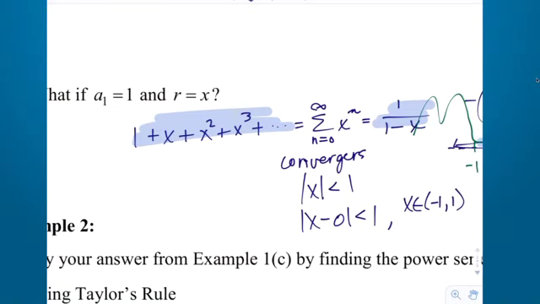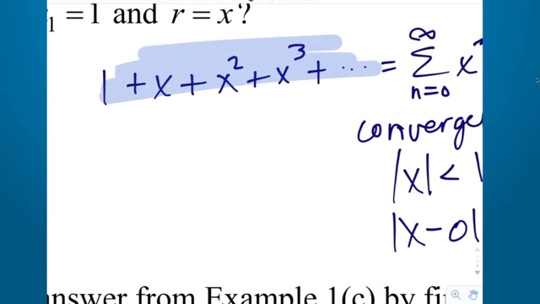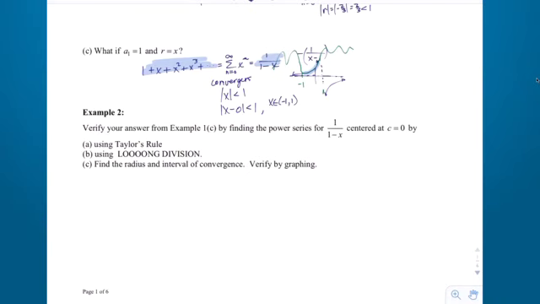We could easily turn this one into e, can't we? By doing what? What's the only difference between this power series and the one for e? We would just divide by the exponent factorial. Yeah, so 1 plus x plus x squared over 2 factorial, x cubed over 3 factorial, that turns into e. Without it, this just becomes 1 over 1 minus x. So I'm going to skip example 2 because we did that on Friday.